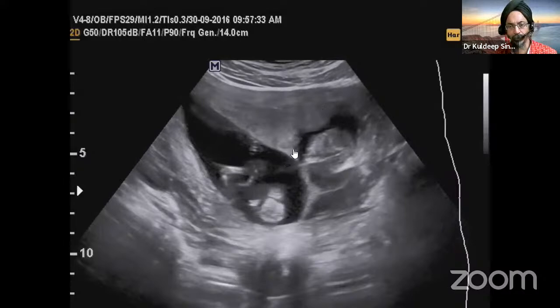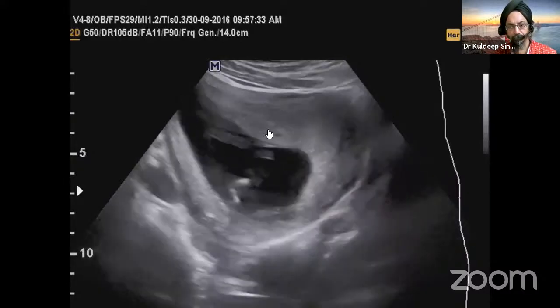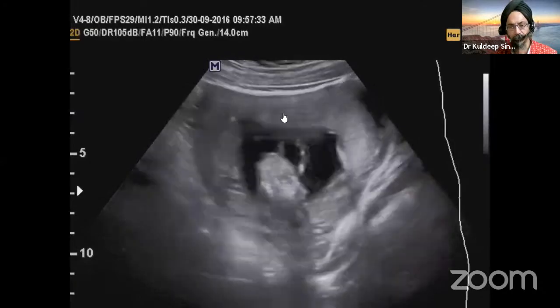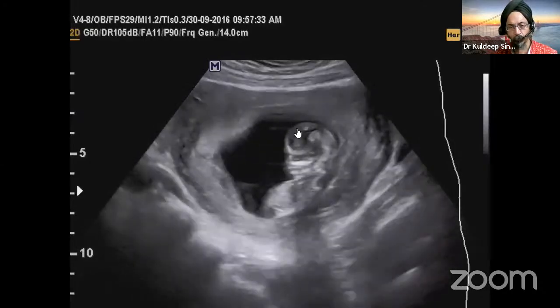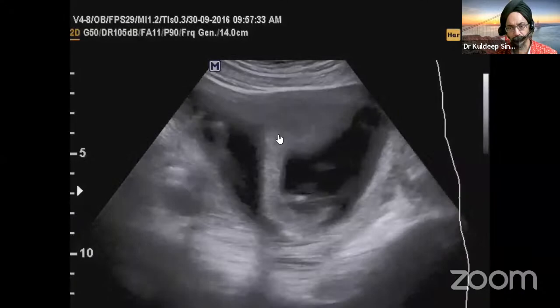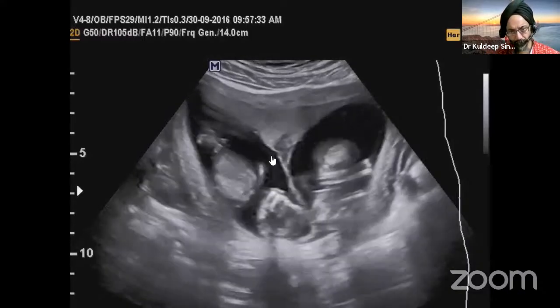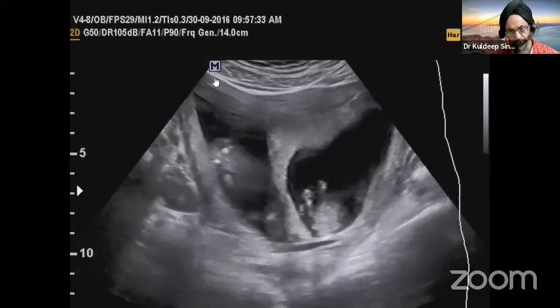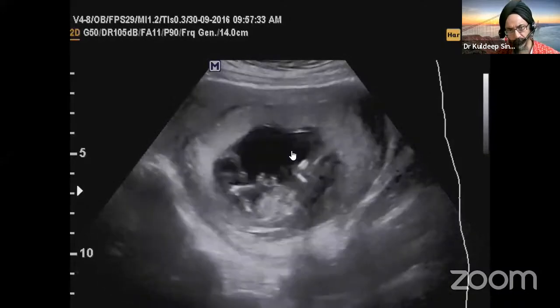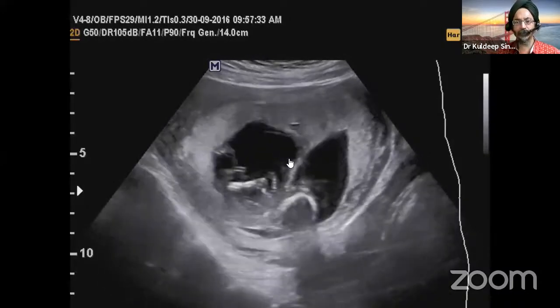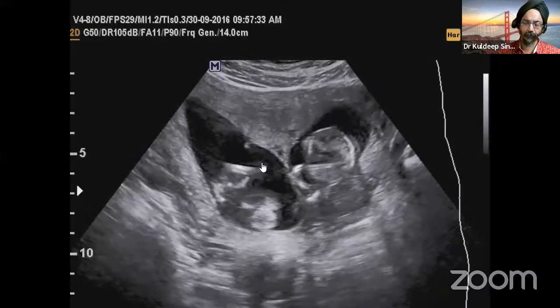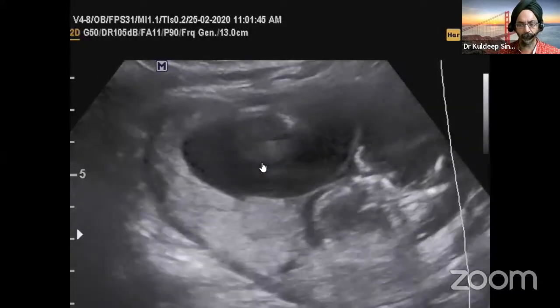What sign are we looking at over here? We're looking at two placentas close to each other. What sign is this? We're looking at the lambda sign, and you can see the membrane as well. But the moment you can see the placenta going inside, we know that's the lambda sign, and it has to be a dichorionic diamniotic twin pregnancy.